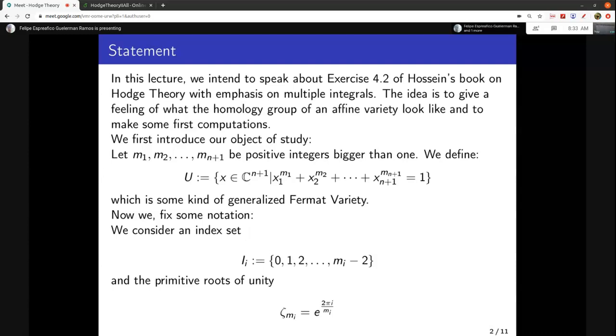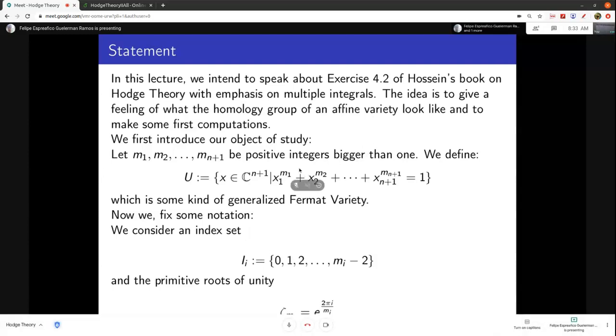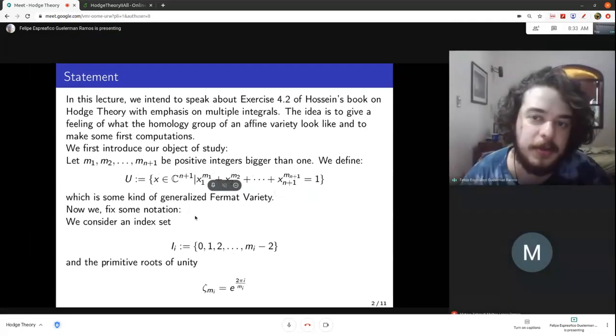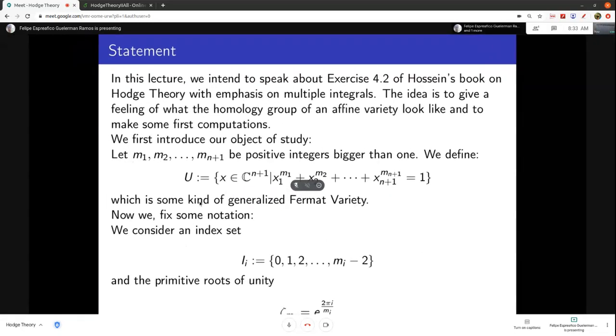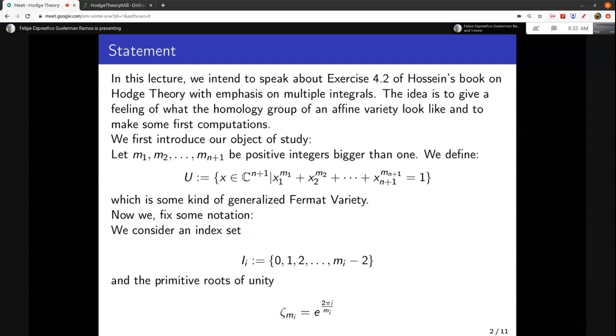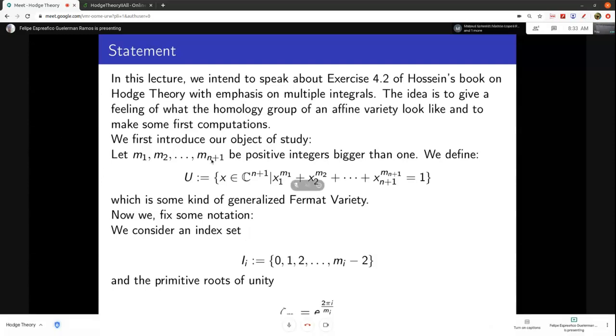So it's the other book, not the one we are following in this course. But everything is on his page, so you can give a look. So the idea is to give a feeling of how the homology of a Fermat variety looks like, and to make some computations.